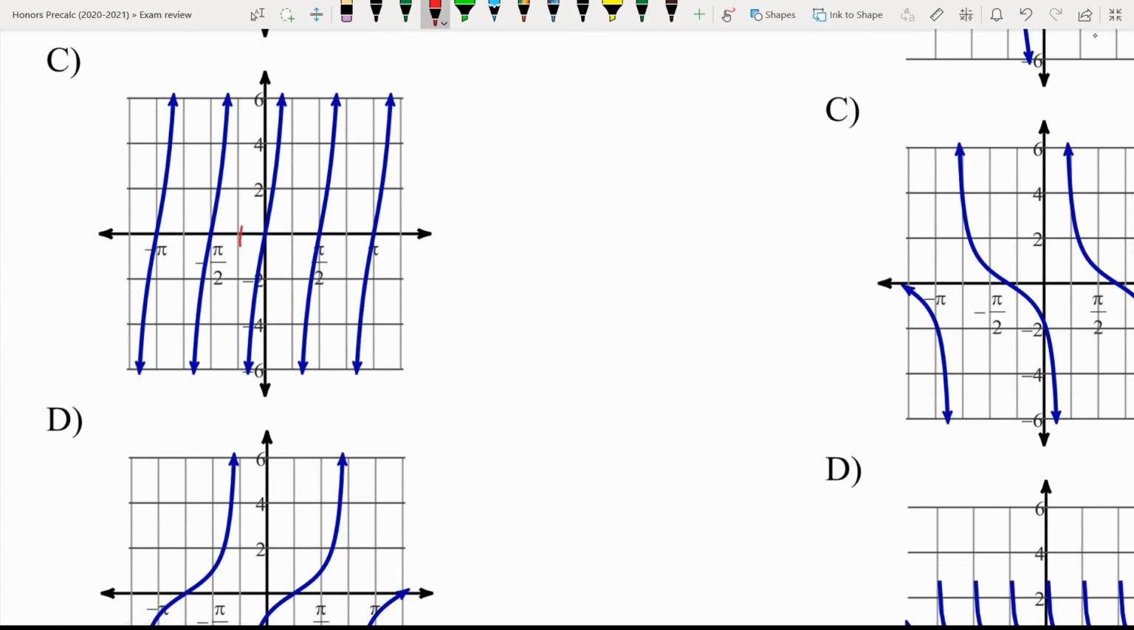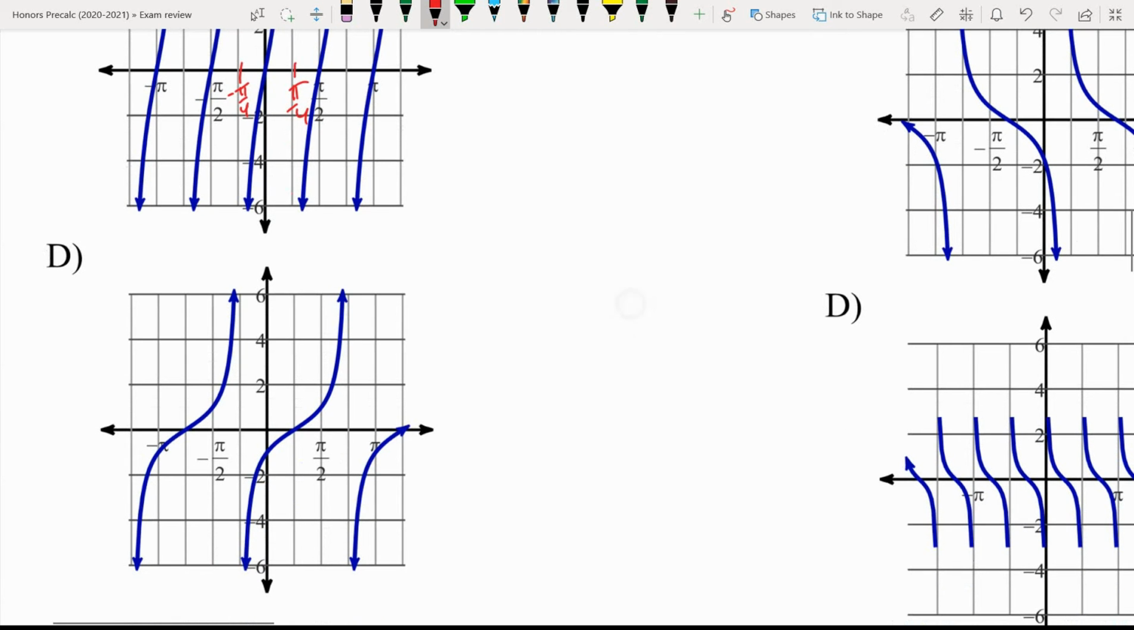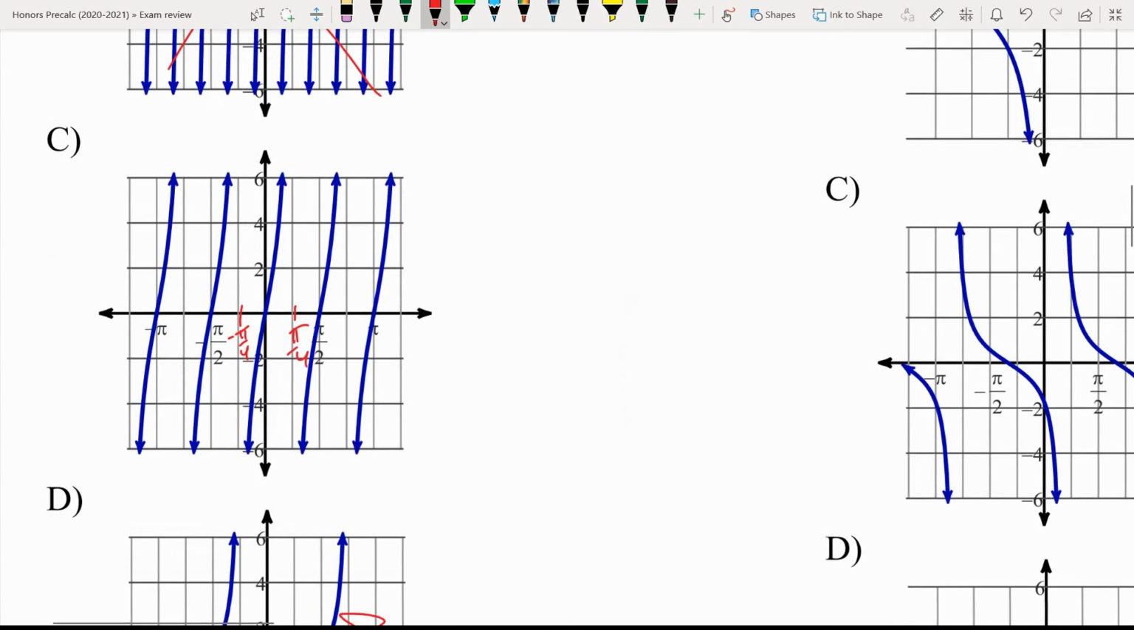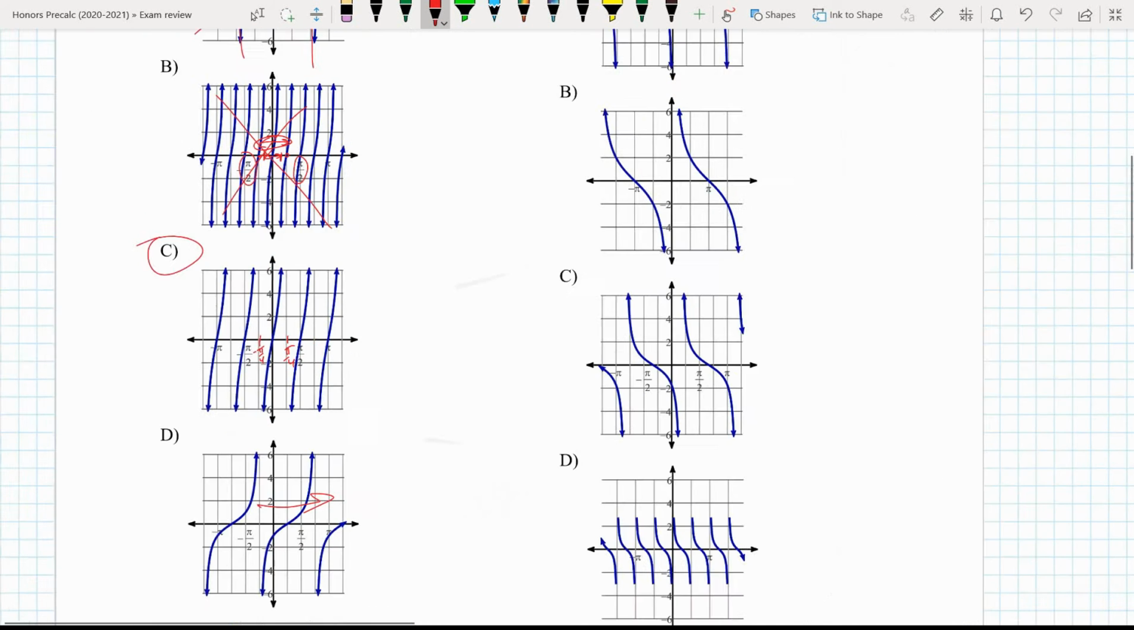Here we have a negative pi over 4, and this is a positive pi over 4. So that does work. This is a possibility here for us. It has everything going for it. In this one here, we can see that it's shifted a little to the right, so that doesn't work. So our answer is C for this particular case.